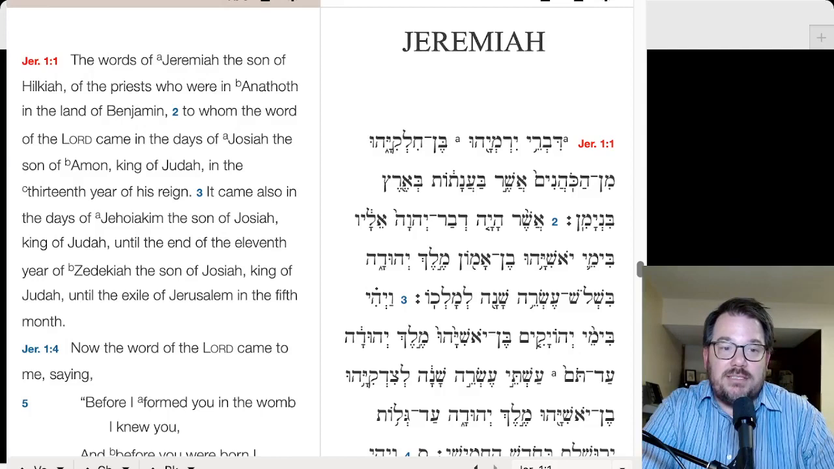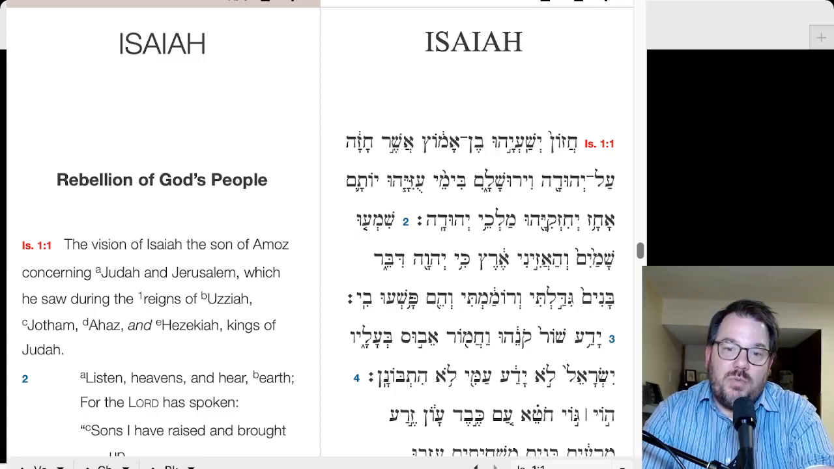So just to compare, in Isaiah 1, here it is, just the one verse: the vision of Isaiah, son of Amoz, concerning Judah and Jerusalem. So we have the name of the prophet, some identification, the son of, and what it's about. It's concerning Judah and Jerusalem, so he's a prophet to the south. And then it gives us the time frame during the reigns of these kings who were kings of Judah. So that's one example.